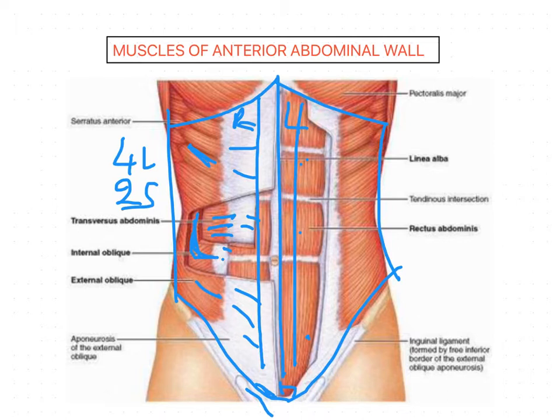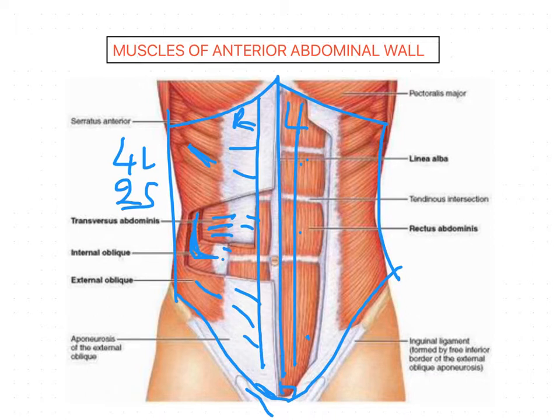So as a whole, how many muscles are present in the anterior abdominal wall or anterolateral abdominal wall? It consists of 4 large flat muscles and 2 small muscles. The 4 large flat muscles are the external oblique, internal oblique, the transverse abdominis, and finally the rectus abdominis, and this rectus abdominis is covered with a sheath. Okay, and the smaller muscles are the cremaster muscle and the pyramidalis muscle.